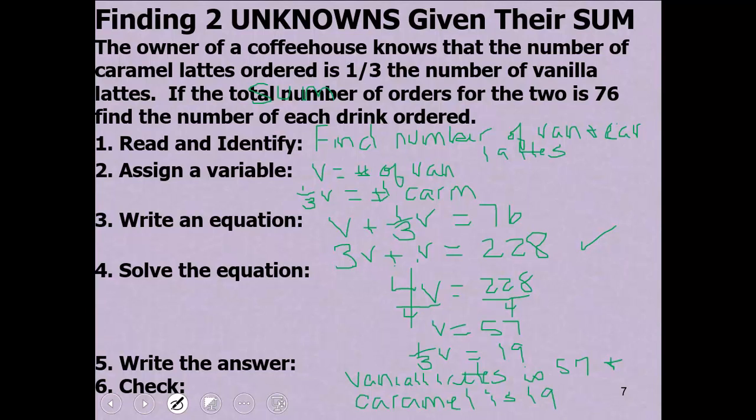Now, how do I check to see if it's reasonable? Well, at the end of the day, if this is true, then 57 and 19 better equal what? 76. And do they? 57 plus 19 is 76. So 76 equals 76. Yep, that's good stuff.